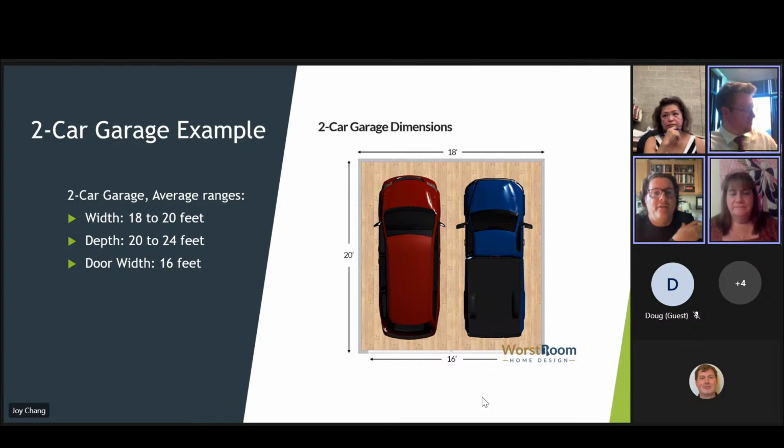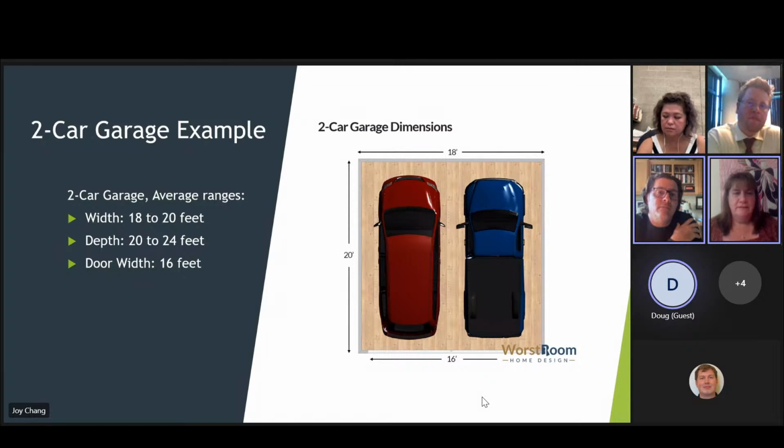So on this slide and all the examples that Joy has, should we add height to this as well? Yes, I think we need a minimum height. You do? I do think we need a minimum height.